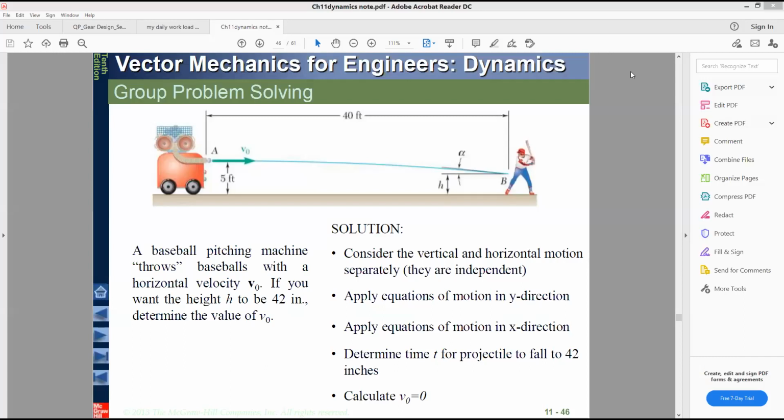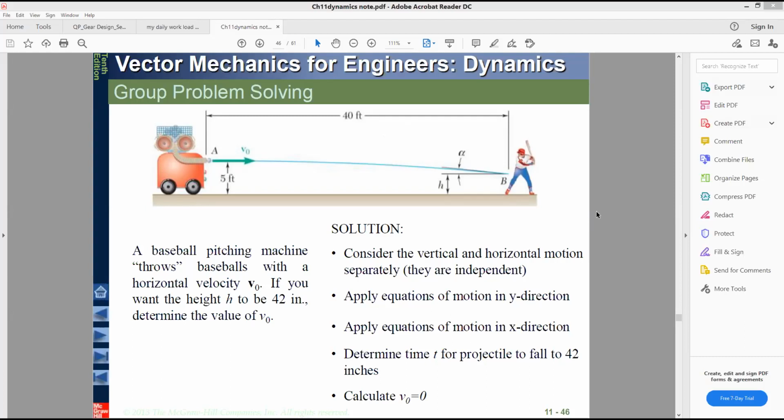Today, I have started the group problem solving. In this group problem solving, here in this figure, you can see a baseball pitching machine, which normally throws the ball with the horizontal velocity of v0. Now if you want the height h to be 42, determine the velocity of that ball. So this is a modified form of the projectile motion problem, right?